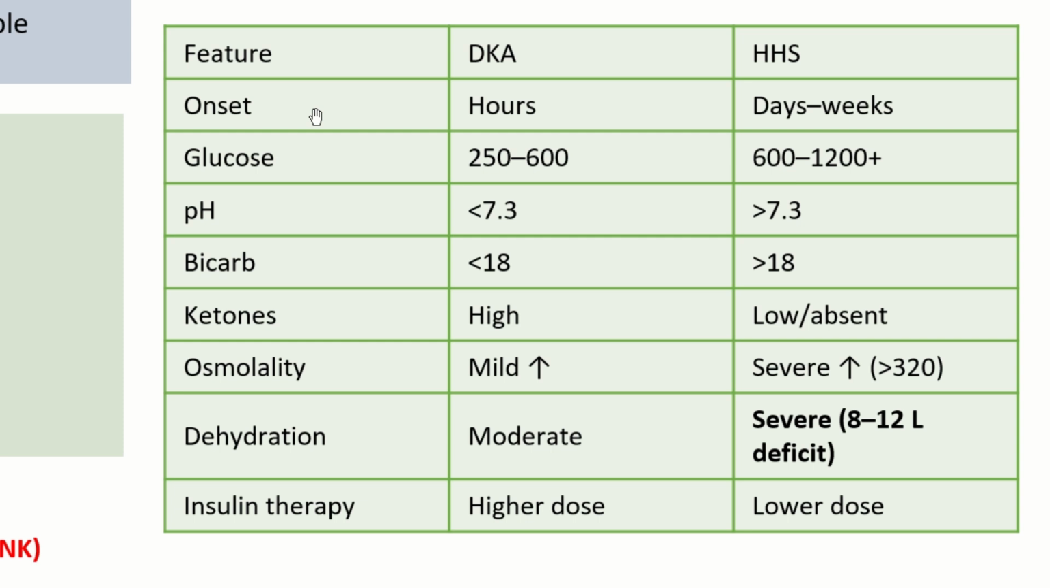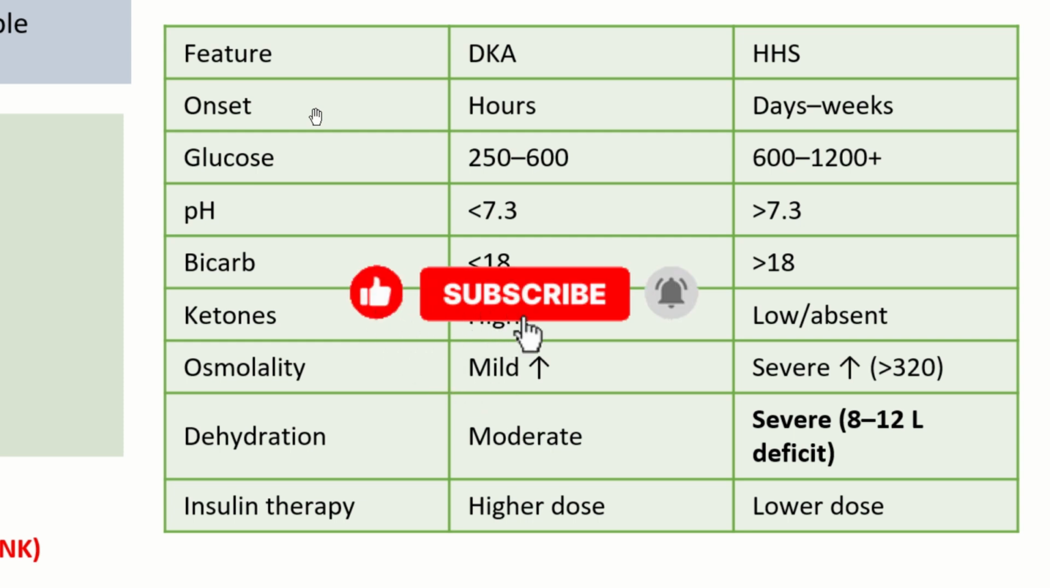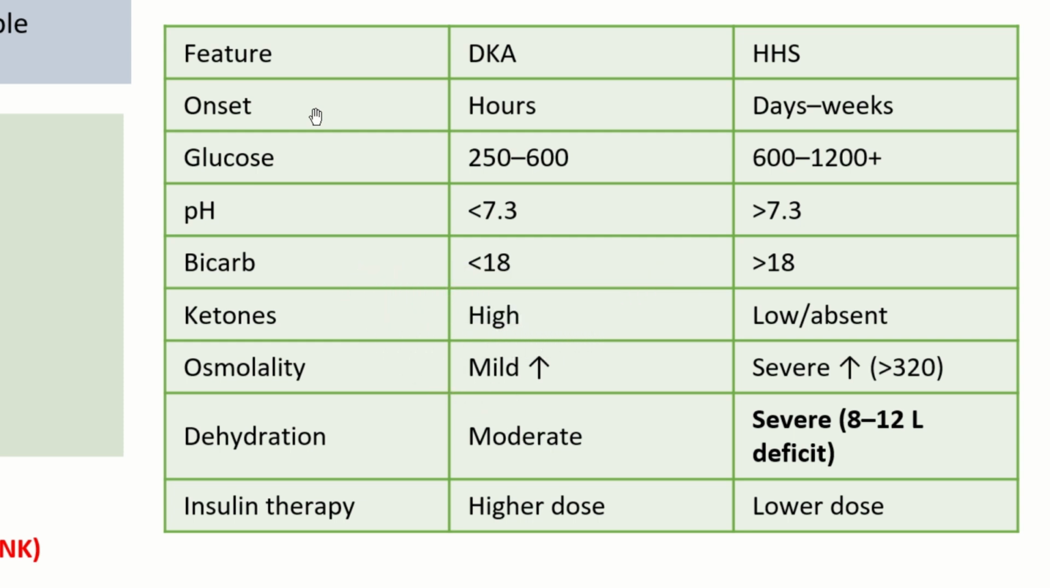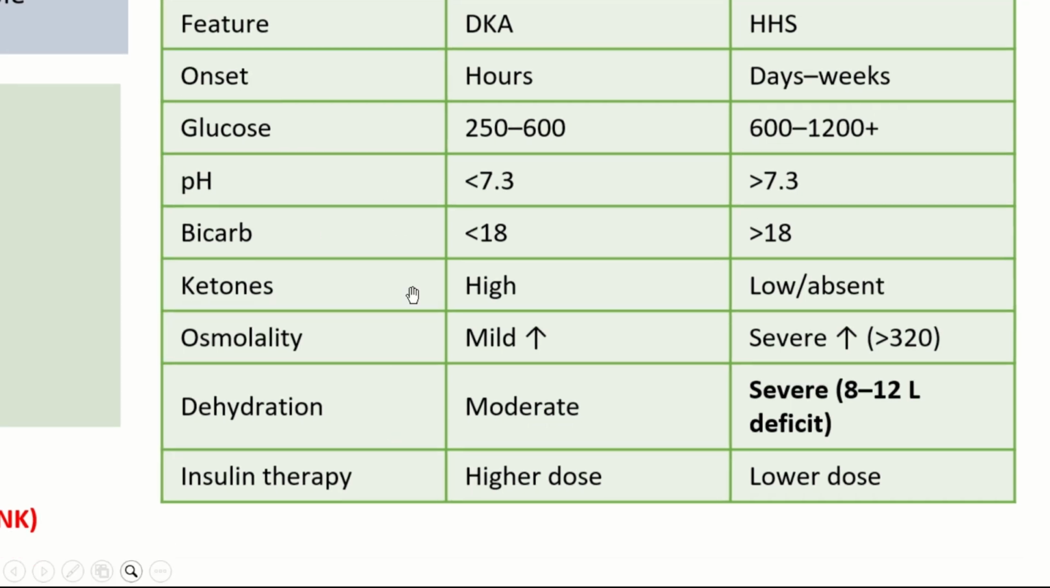Ketones are high in DKA, and they are low or absent in HHS. Osmolality is mildly increased in DKA, and it's going to be severely increased in HHS. Dehydration is moderate in DKA and severe in HHS, where we use up to an average of 9 liters. And insulin therapy in DKA is going to be a higher dosage than that of HHS.